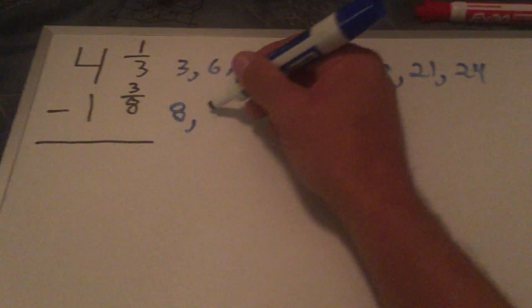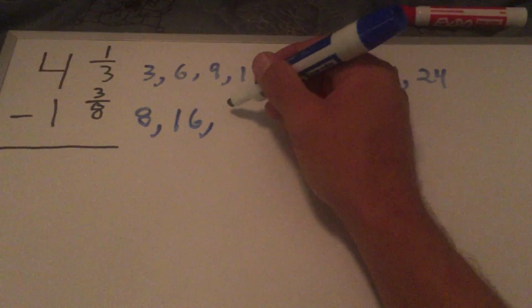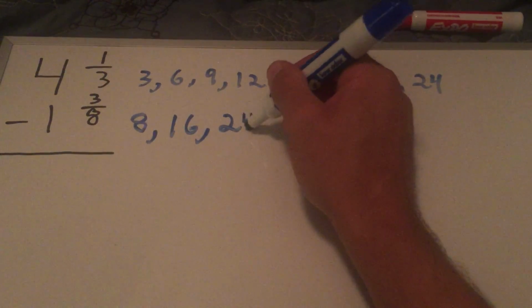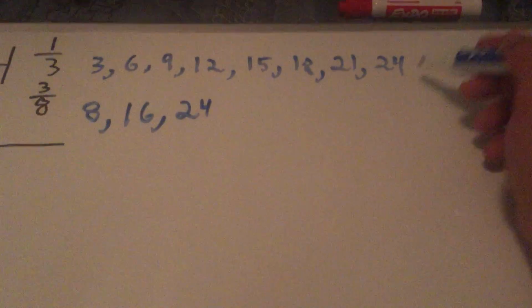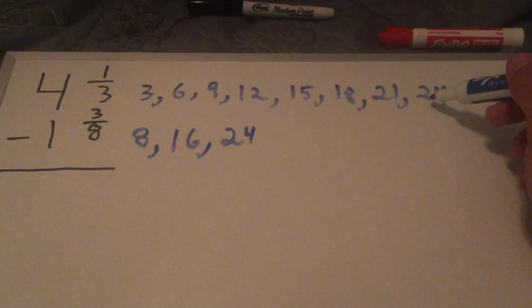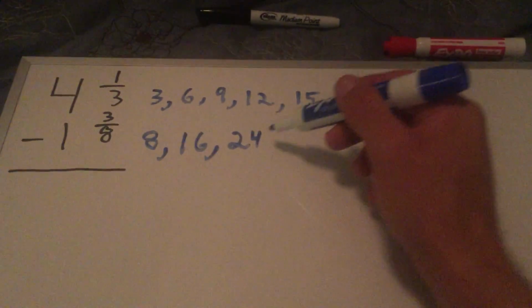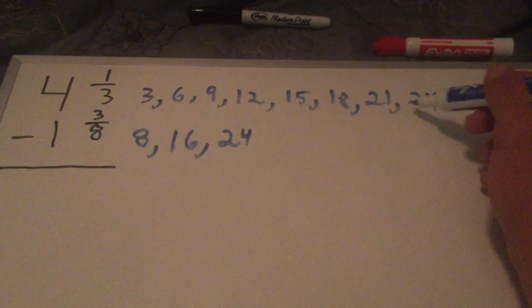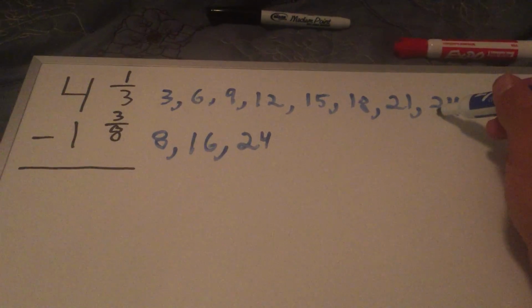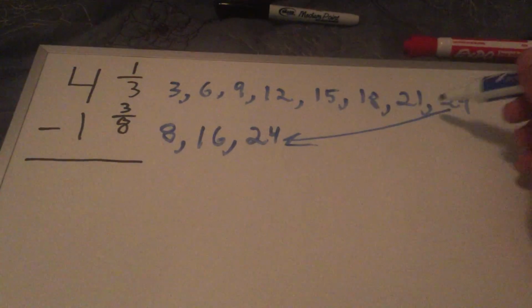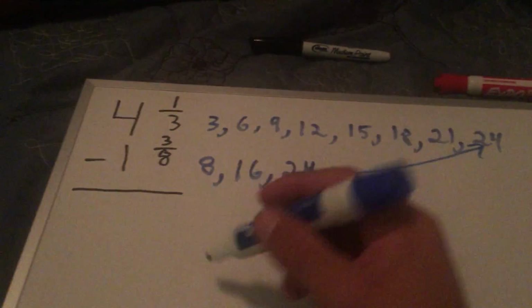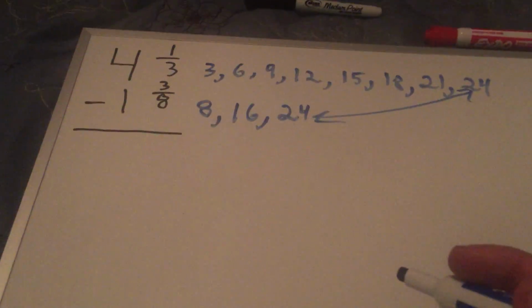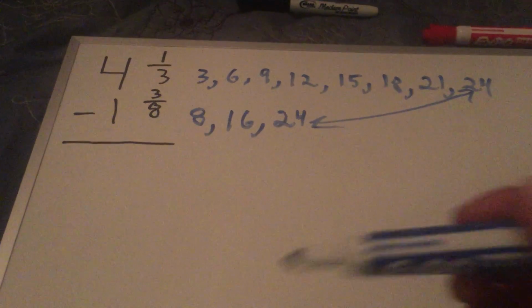8, 16, 24. Okay, right now we have a common number right here. 24 is the lowest one, and it's shared by both of these. So let's use 24 as our common denominator for these two fractions.